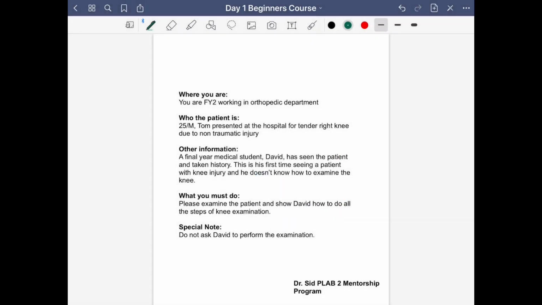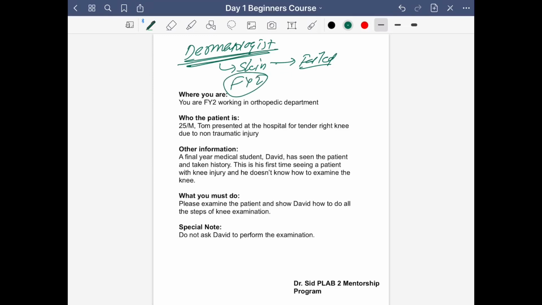Now I have seen some of my friends who are dermatologists taking this PLAB 2 exam. They got a station from skin and they failed it. Why? Because they were acting like a dermatologist. In a PLAB 2 exam, you should always be very careful about your position. Your position is FY2. Your position is not a consultant in dermatology. Therefore, always act like you are a junior doctor. So there is a high chance that even if you get a station from your specialty, you might fail this station if you don't act like an FY2.